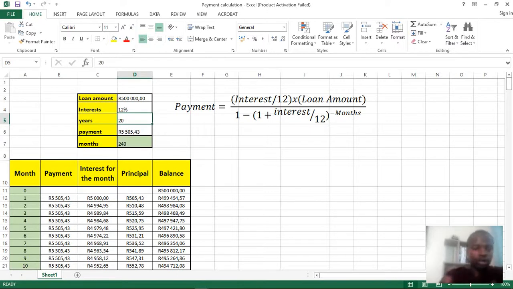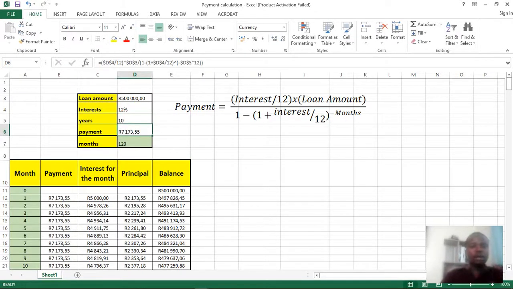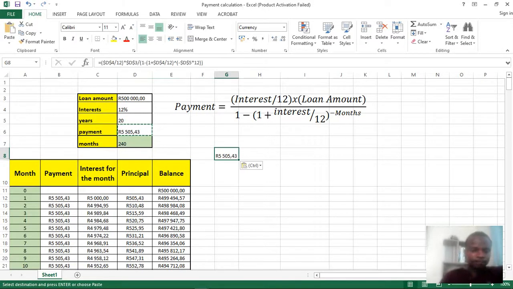So now, how do you cut this? If you want to do it for 10 years, so if you want to take your loan amount to 10 years, that means you have to add on top of the amount that you were paying, more or less 2,000 rand. So let me just do this. Copy this and paste this here.